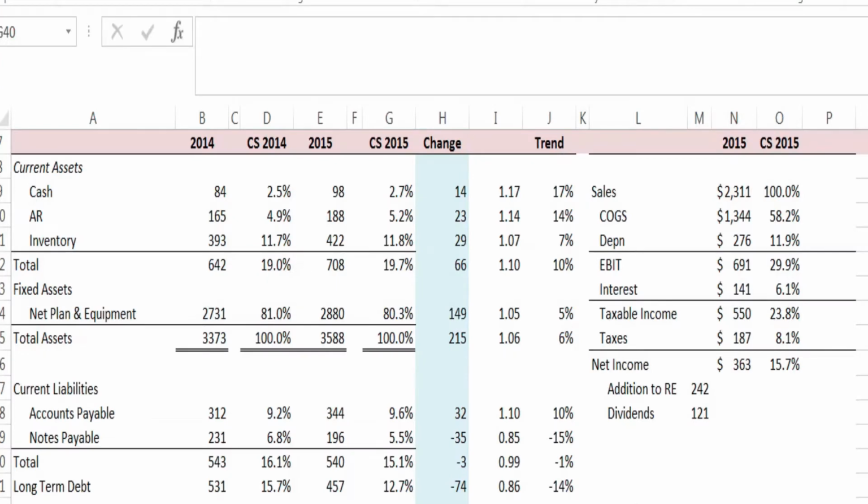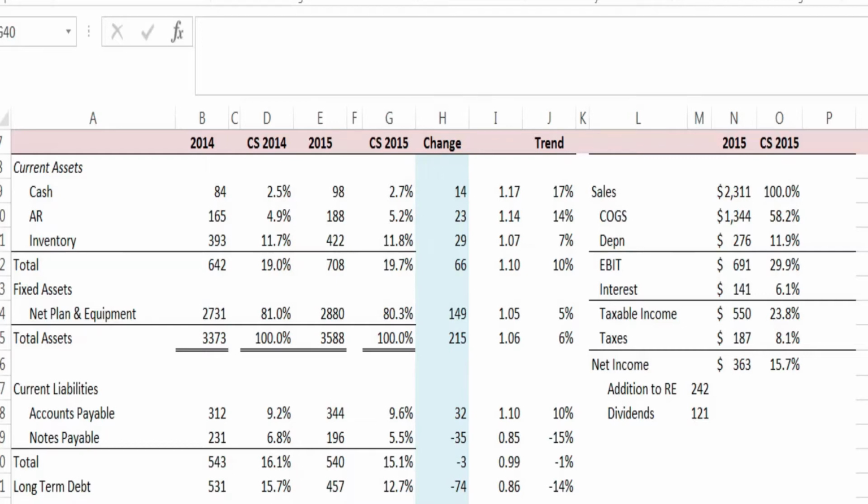Since it's very difficult to compare different companies because of size, analysts will look at the same company over time and try to make comparisons that way. The two ways that we can do that is through either a horizontal or a vertical analysis. Horizontal analysis is also referred to as trend or common base year analysis. And vertical analysis can also be referred to as common size analysis.